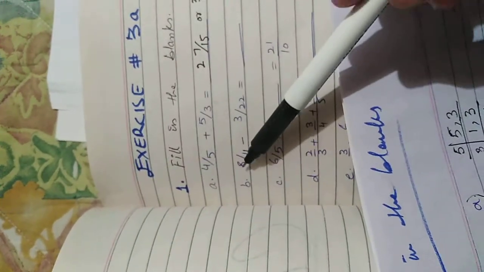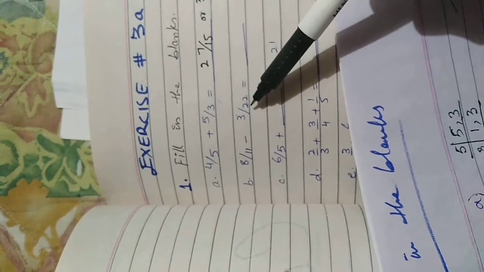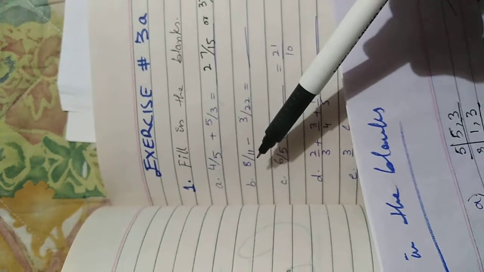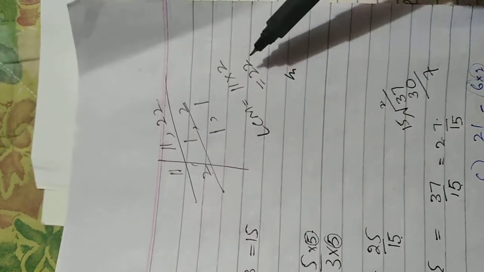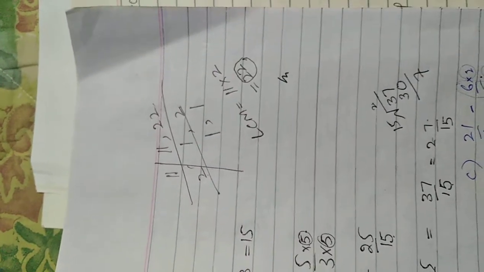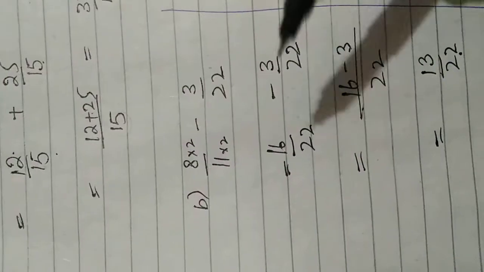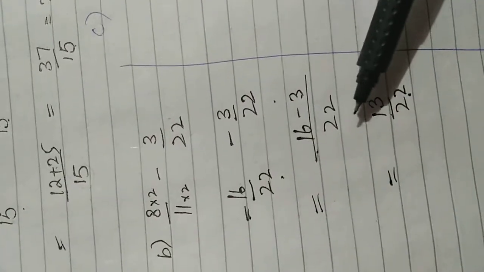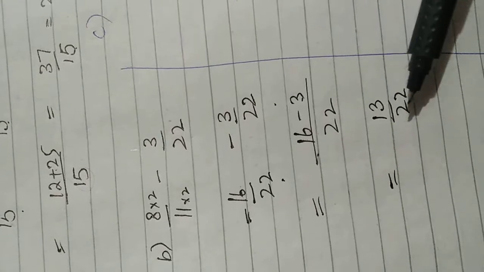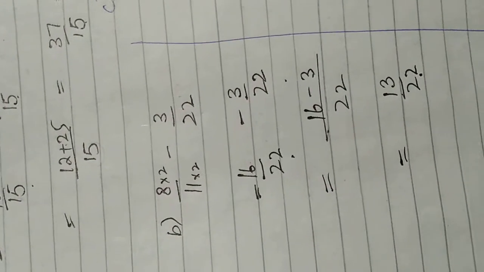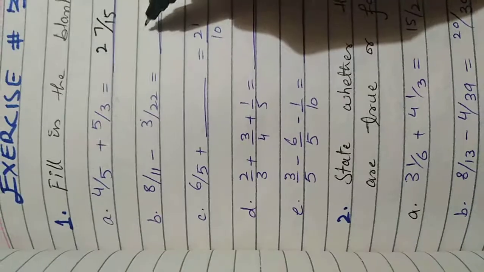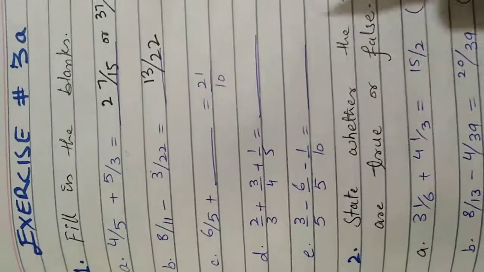Now part B is 8 by 11 minus 3 over 22. First we will find the LCM of their denominators 11 and 22. LCM of 11 and 22 is 22. So we write equivalent fractions, that is 16 over 22 minus 3 over 22. After solving we get 13 over 22. So in the second blank we write 13 over 22.